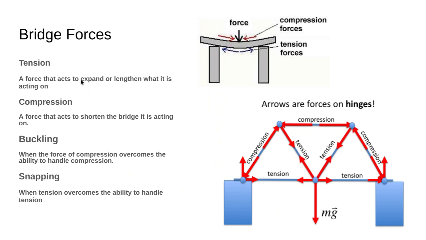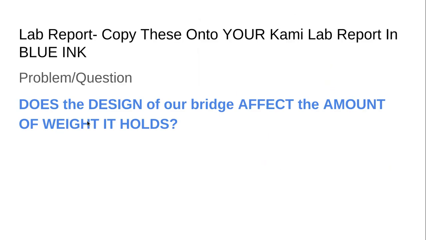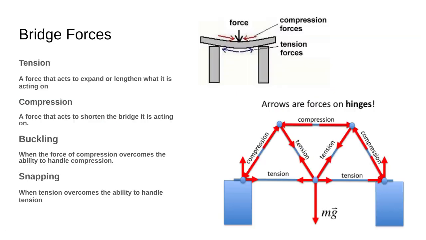When looking at the forces that act on the bridge that we talked about, you have tension. That's the force that acts to expand and lengthen what it is acting on. So it's going to push out this way. You have compression, which acts to shorten the bridge it is acting on. So the compression force is coming down like this, pushing it inward. You have buckling, which is when compression overcomes the ability to handle the compression. So the bridge starts to buckle if there's too much compression. And snapping is when the tension overcomes the ability to handle the tension and the bridge would break apart and snap.